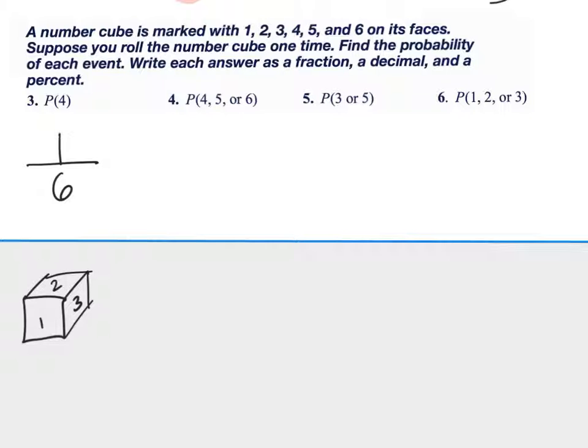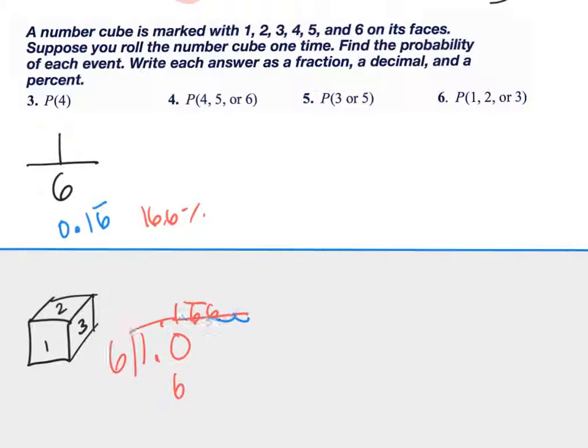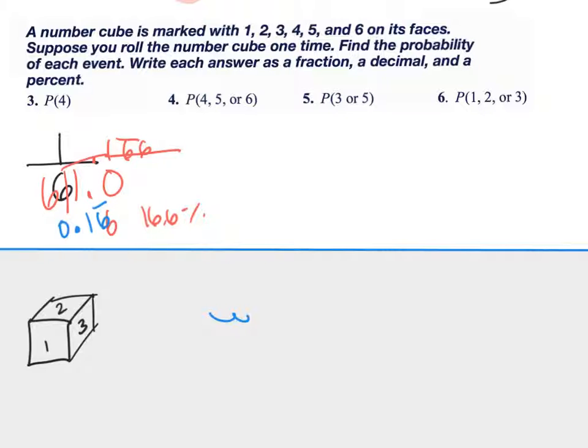So 1 divided by 6, when you do it the long way, gives you 0.16 repeating. So as a fraction, it's 1/6. As a decimal, it's 0.16 repeating. And as a percent, you move it over to the right, and it would actually be about 16.6%.